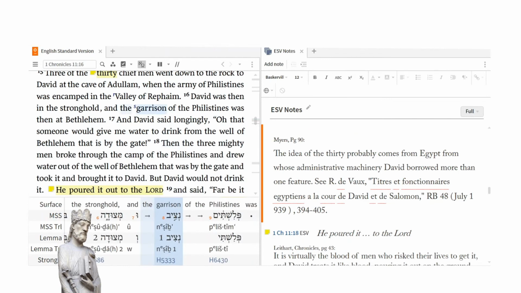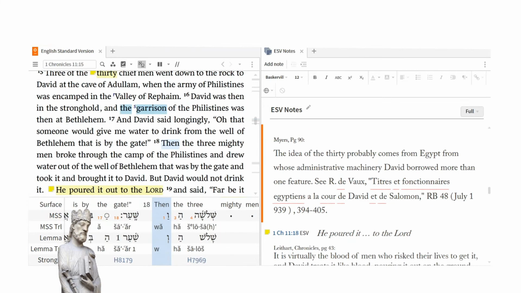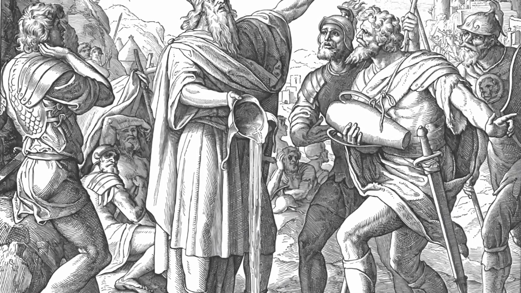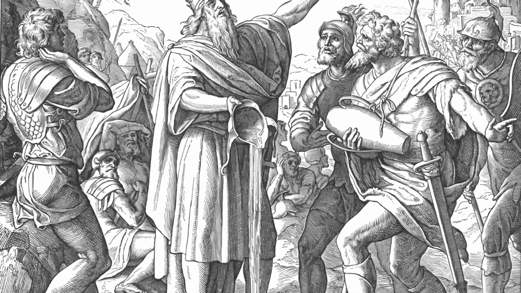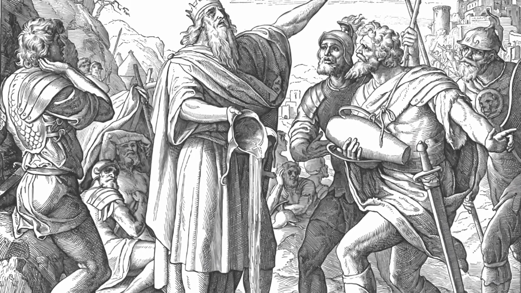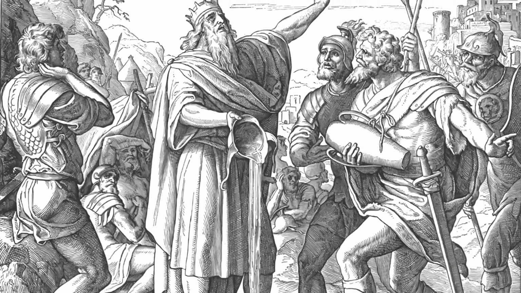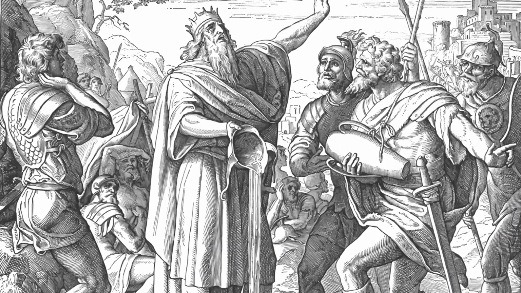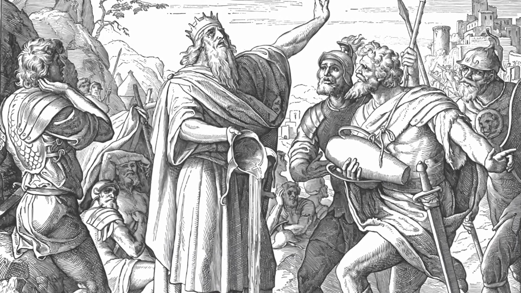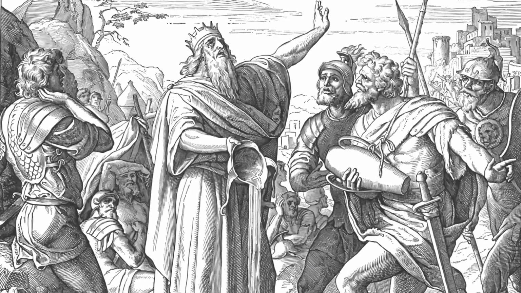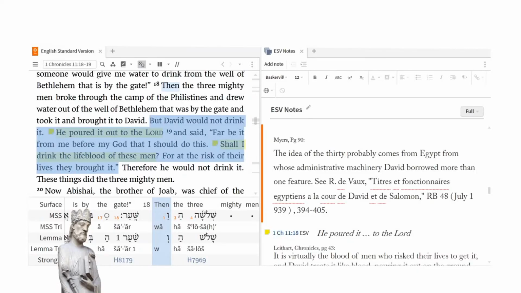We could pick up in the story here in verse 17, where David says longingly, "Oh, that someone would give me water to drink from the well of Bethlehem that is by the gate." And so some of the mighty men actually break through a camp barrier of the Philistines, and they bring David some water. But David would not drink it. He poured it out before the Lord and said, "Far be it from me before my God that I should do this. Shall I drink the lifeblood of these men? For at the risk of their lives they brought it." Therefore David would not drink it. "These things did the three mighty men."